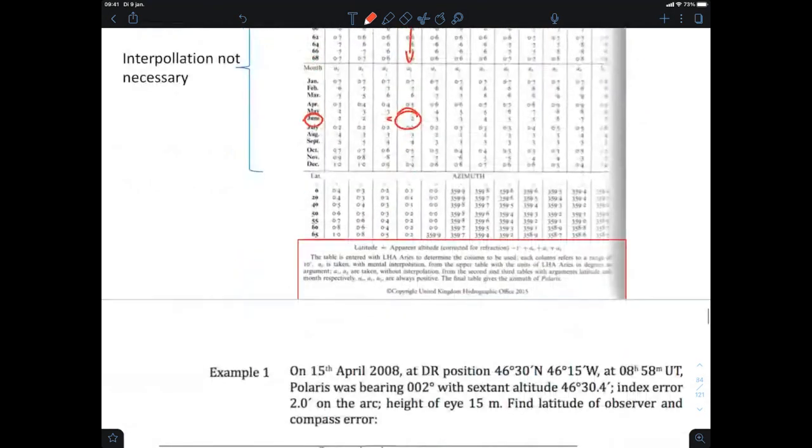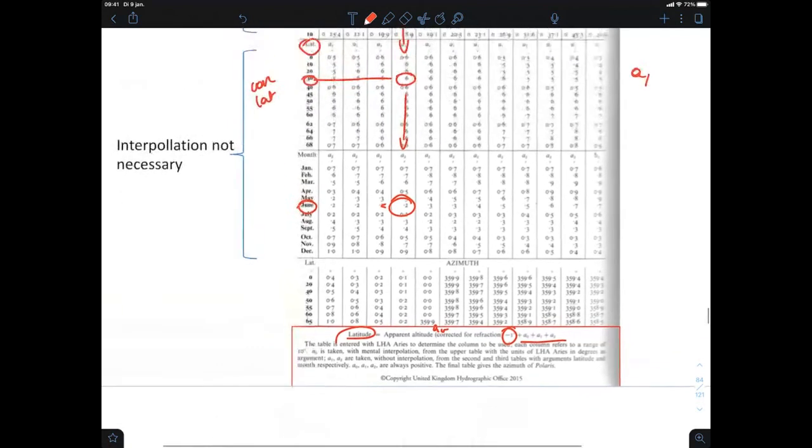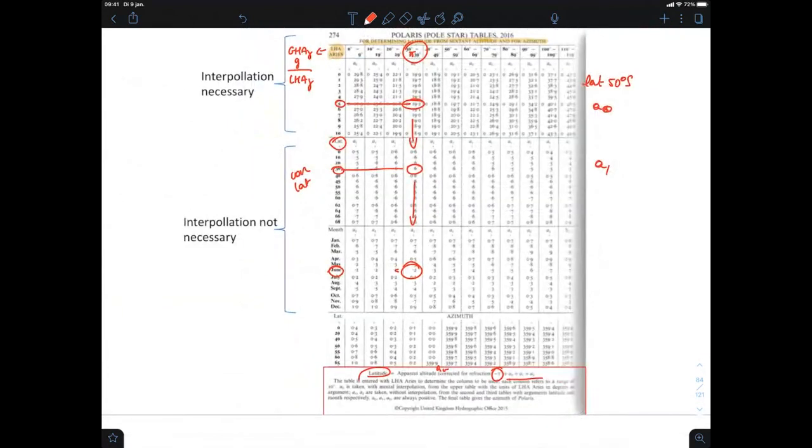And so the formula, again, you don't need to learn anything by heart, certainly not for the exercises. The formula is what you find there. Apparent altitude corrected for refraction, so this means HV, minus 1 degree plus all the corrections. For the first table, you have to interpolate. For the second and third correction tables, you don't need to interpolate.